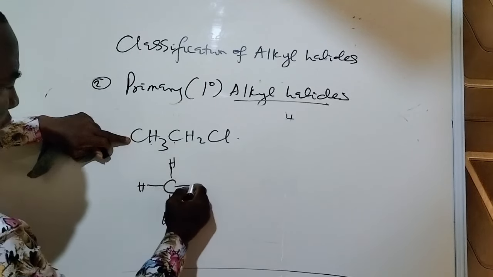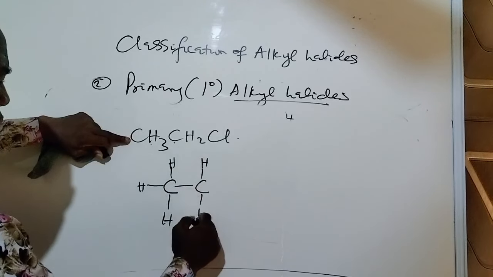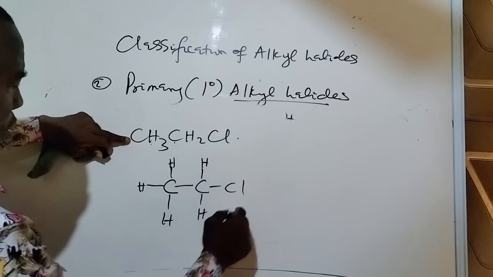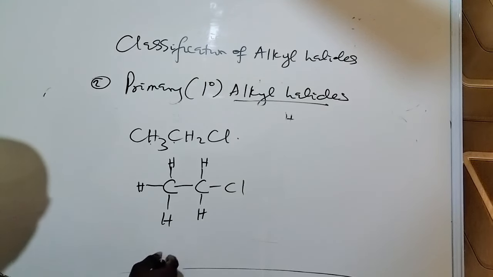Go to the second carbon with a single bond. There are two hydrogen atoms, one here, one there, and then go to chlorine, a single bond to chlorine. So you see, you have this. If I should name it, when you want to name alkyl halides, number the carbon atoms.